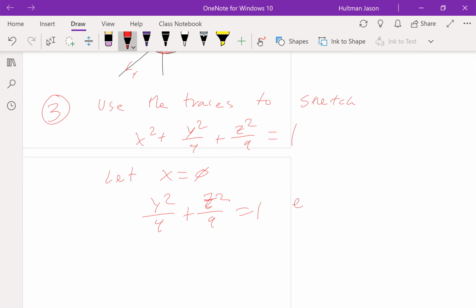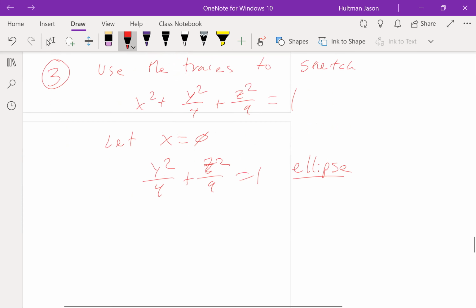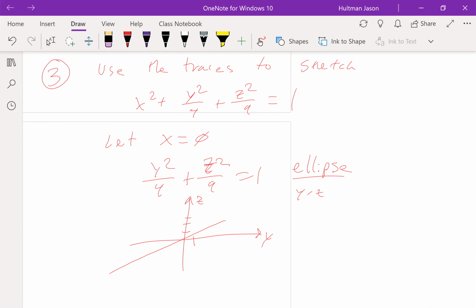And what is that? Isn't that just an ellipse? Isn't that an ellipse in the YZ plane? Well, where's the YZ plane? Let's look at our axes here. The YZ plane, oh, that's this guy over here. And so that's an ellipse where I go out 2 on the minor axis on the y, out 2 on the minor axis, and up 3 on the major axis. This is not to scale.